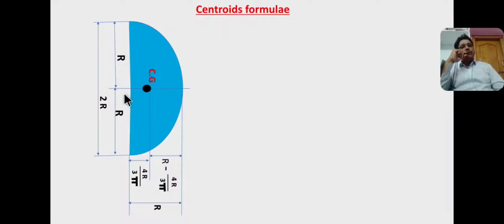Total the length is radius. The given semicircle is symmetric about x-axis. Therefore the centroid lies on this line only. So the total length 2r is divided into two equal parts, that is capital R and capital R. Therefore CZ lies at 4r by 3 pi from straight edge and r minus 4r by 3 pi from curved surface.